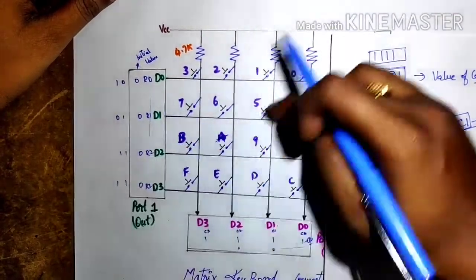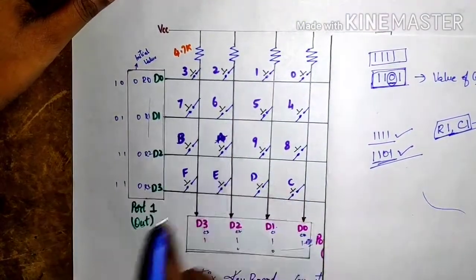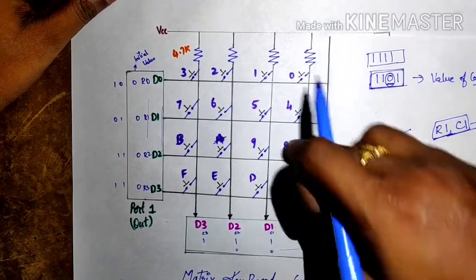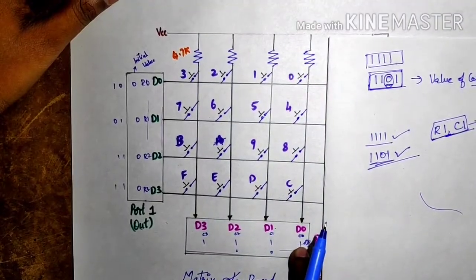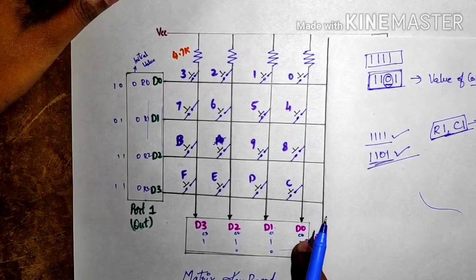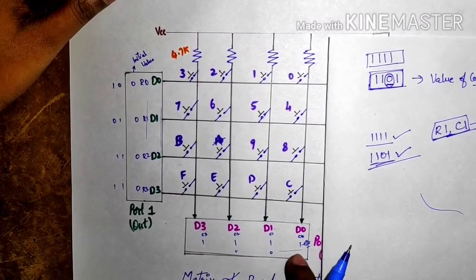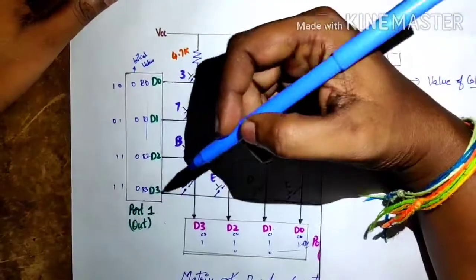So whenever we are pressing any key here, for example if we are pressing 8, whenever we are pushing the button, the value 0 will be reflected in C0. Okay, so the microcontroller will know that some key has been pressed in our microcontroller.